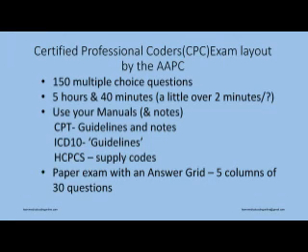Okay, so the CPT manual is the AMA one that we have here. As far as the ICD-10 and the HCPCS, you can use any version that's out there. They make multiples of those.